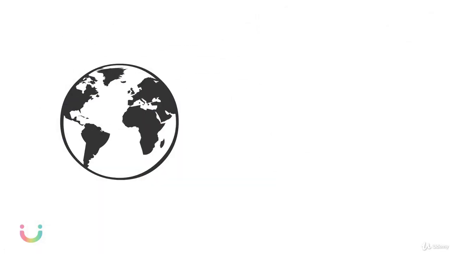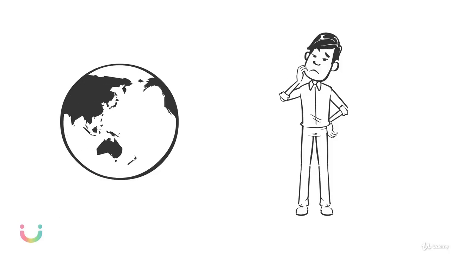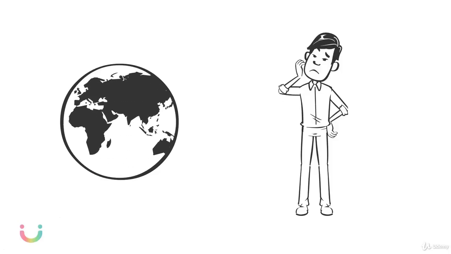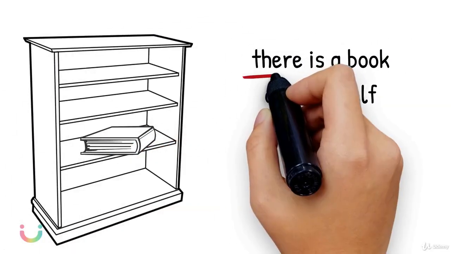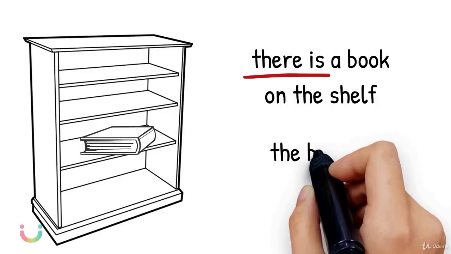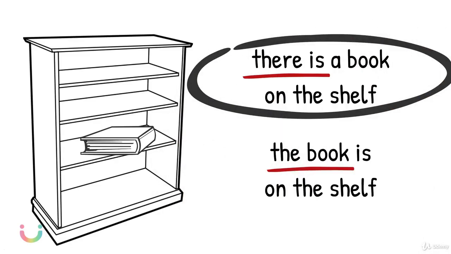Many languages don't have this phrase, and many people who learn English don't understand why they need it. Let's look at 2 similar sentences. There is a book on the shelf. The book is on the shelf. The first example. There is a book on the shelf.